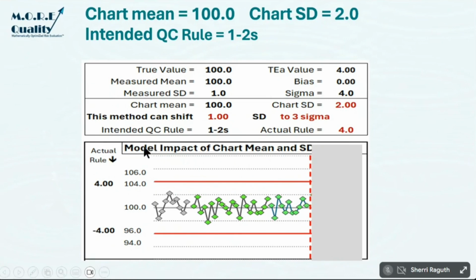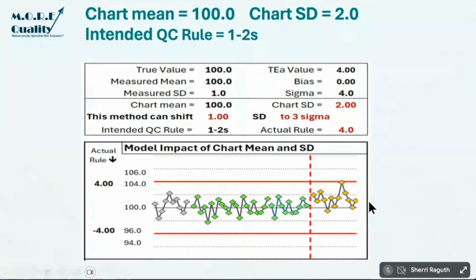So we asked the question, can you detect? If you thought that 3 sigma was acceptable, you could only shift 1 standard deviation. This is a shift of 1 standard deviation. You're not even going to notice it.